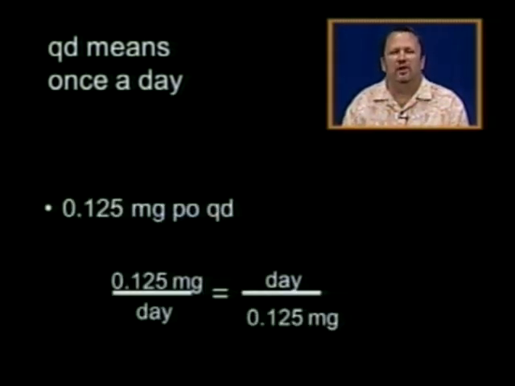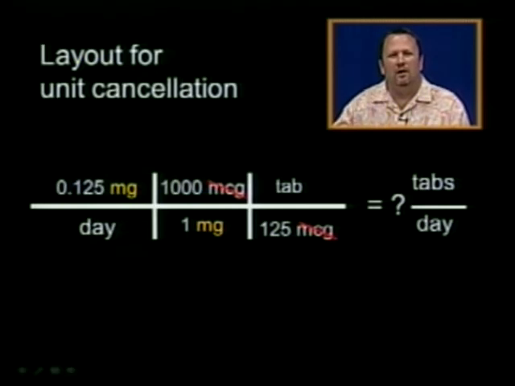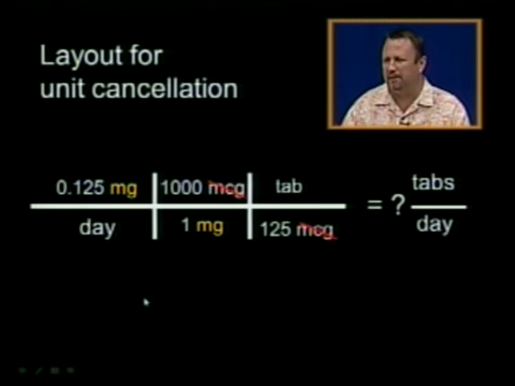So 0.125 milligrams PO QD, that's the same thing as 0.125 milligrams over a day, and that's equal to a day over 0.125 milligrams. Don't be afraid to turn those terms upside down if we need to, so we can put the correct unit in the numerator. So by putting the 0.125 milligrams in the numerator, these milligrams cancel out because a milligram over a milligram is equal to 1, and I'm left with tabs per day. So my milligrams cancel out, and I'm left with the units tab per day.